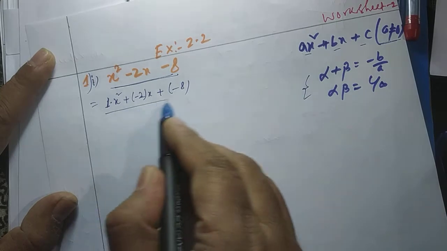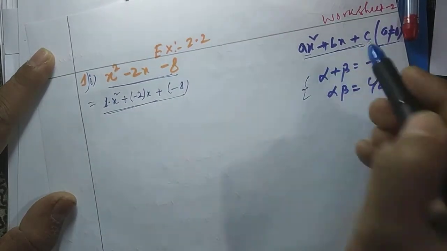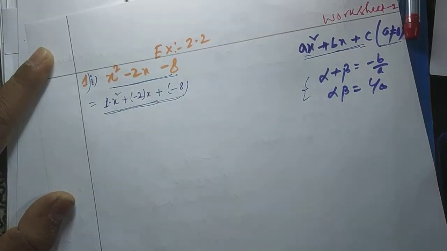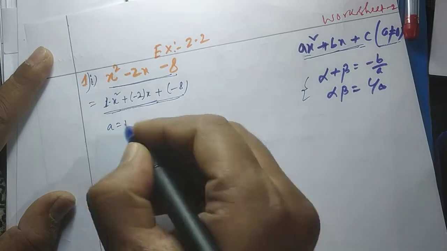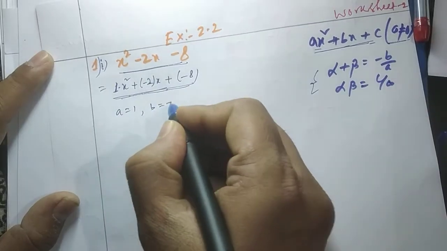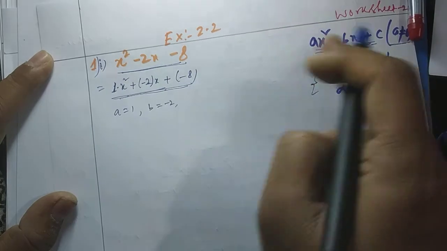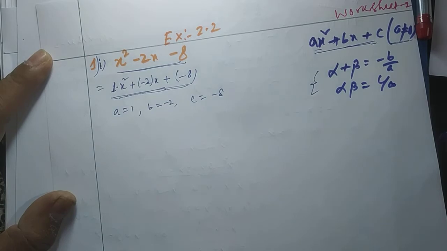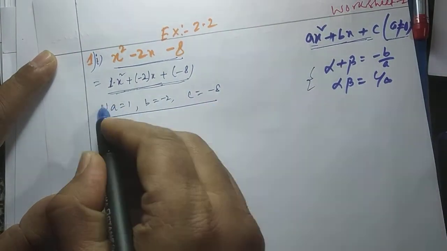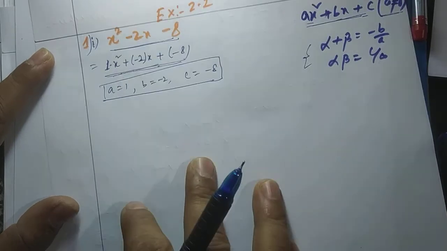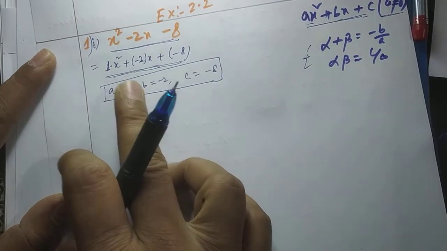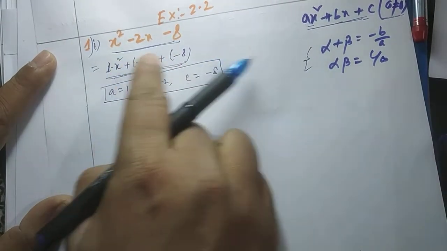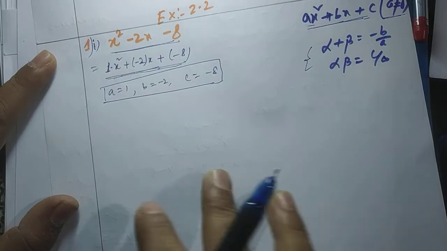Now, comparing these modifications with the general form of the quadratic, we can say a equal to 1, b equal to minus 2, and c equal to minus 8. Understood or not? Now we have to keep ready because it will be used later on. So in this way, we have found the coefficients: a equal to 1, b equal to minus 2, c equal to minus 8, on comparing these modifications with the general form.